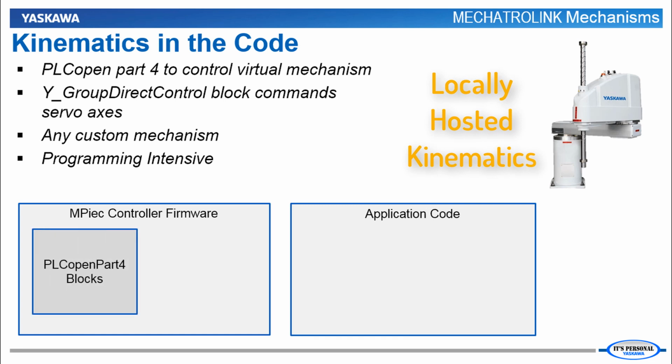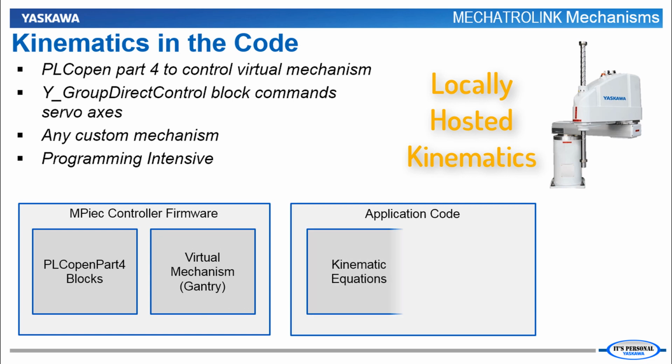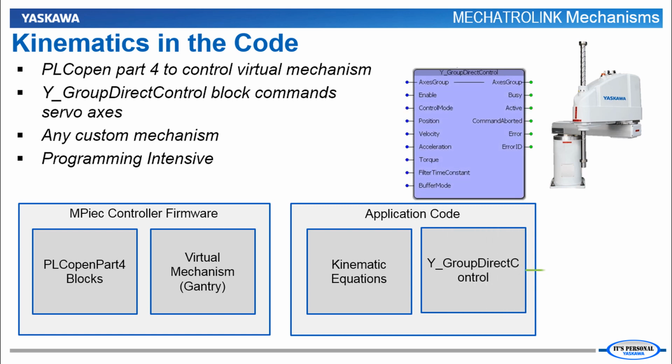You start by using PLC Open Part 4 to program the coordinated motion in a virtual gantry mechanism. Then write kinematic equations in Motionworks IEC to convert the gantry positions to positions of the custom mechanism. The block Y Group Direct Control will send the converted positions to the individual servo axes of the custom mechanism.